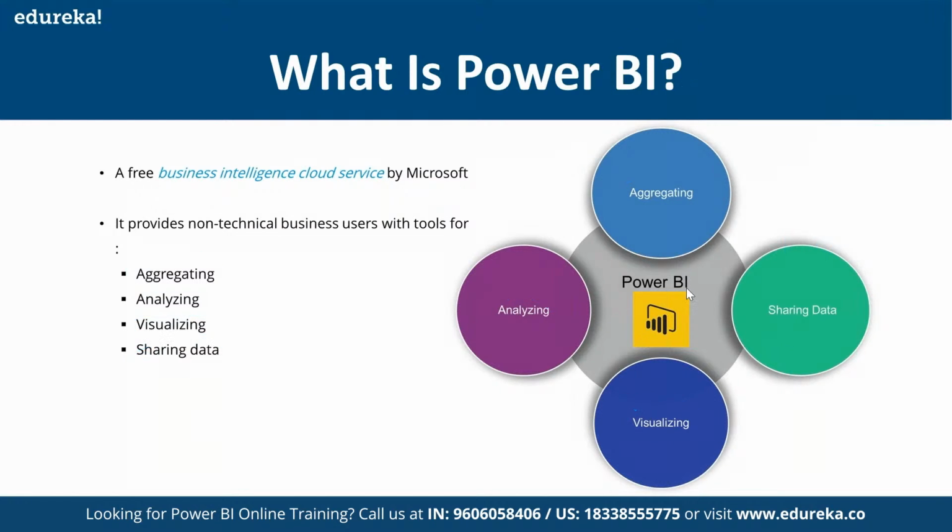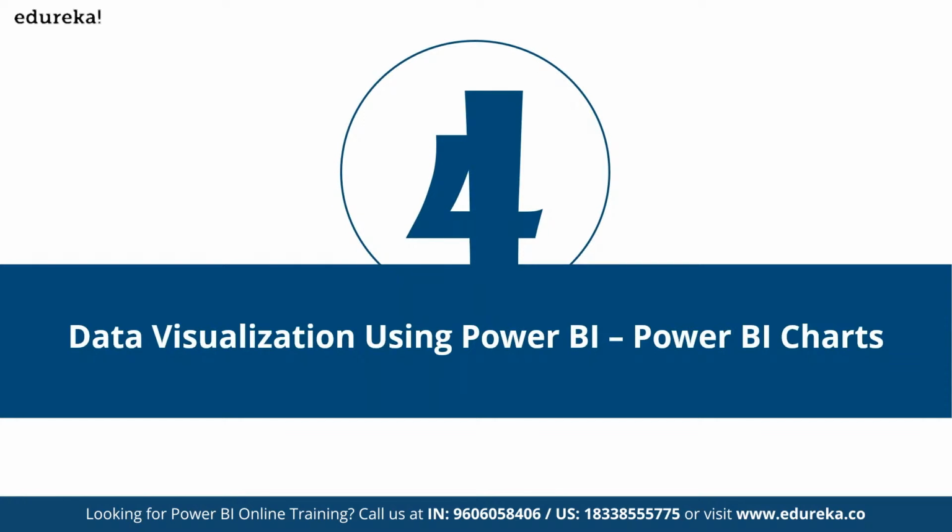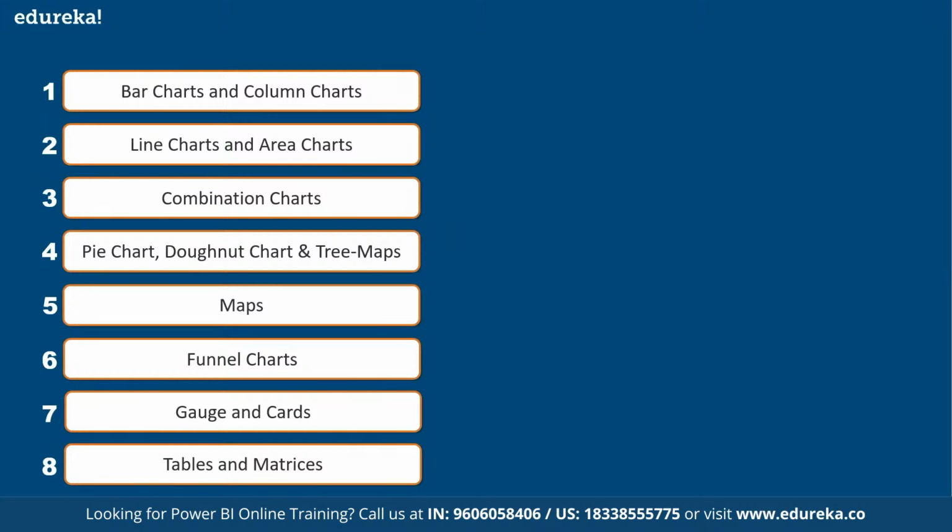This is exactly what Power BI is all about. Now we're going to talk about the various types of Power BI charts that we have. Power BI provides the functionalities of multiple charts that we can use. You will find bar charts, column charts, line charts, area charts, combination charts, pie charts, donut charts, tree maps, funnel charts, gauges and cards, tables and matrices. There are lots and lots of visualizations available that we are going to explore now.